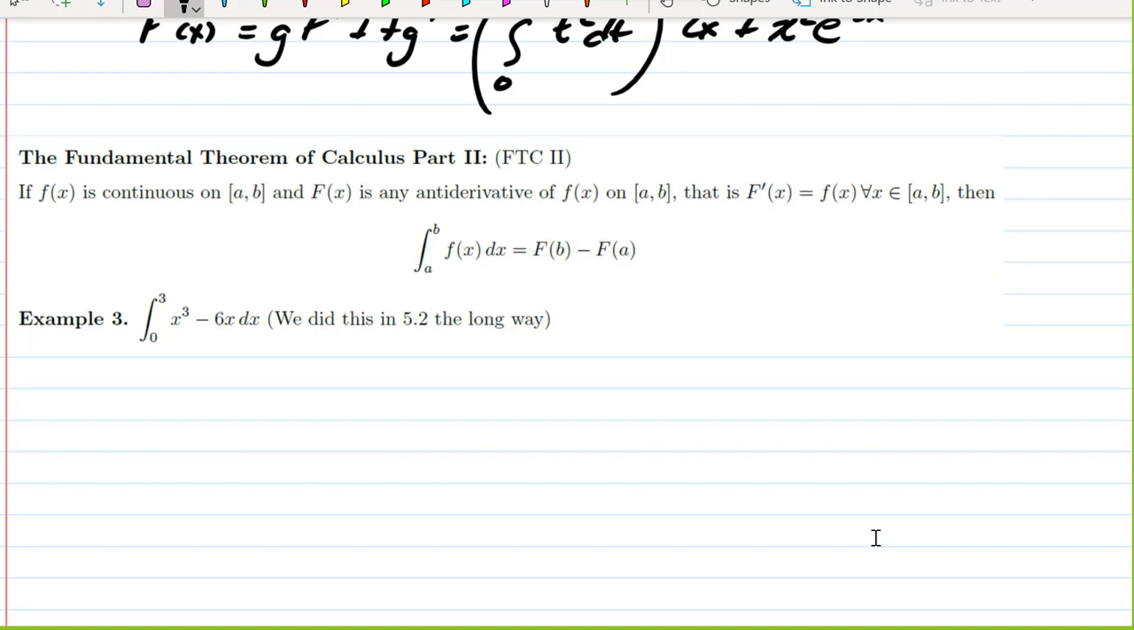So this is quite astonishing. So this says that the area underneath the curve between a and b of f of x is equal to the antiderivative evaluated at b minus the antiderivative evaluated at a.